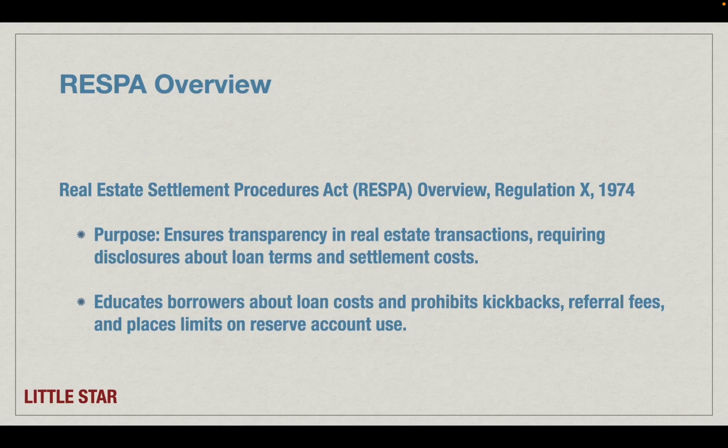RESPA, which stands for the Real Estate Settlement Procedures Act, was enacted under Regulation X in 1974. It's all about making sure real estate transactions are transparent. The law requires lenders to give clear disclosures about loan terms and settlement costs, helping borrowers understand what they're paying for. It also prevents shady practices like kickbacks and referral fees and places limits on how reserve accounts can be used.